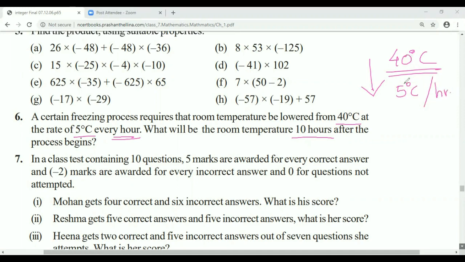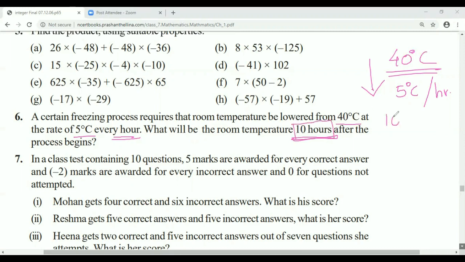So after the first hour it will become 35, as 5 is decreasing. After the second hour it will become 30. Then after the third hour it will become 25, like that. In each hour 5 degrees Celsius is decreasing. So that is the meaning of the question. So how many hours we have continued this process? That is given here, that is 10 hours.